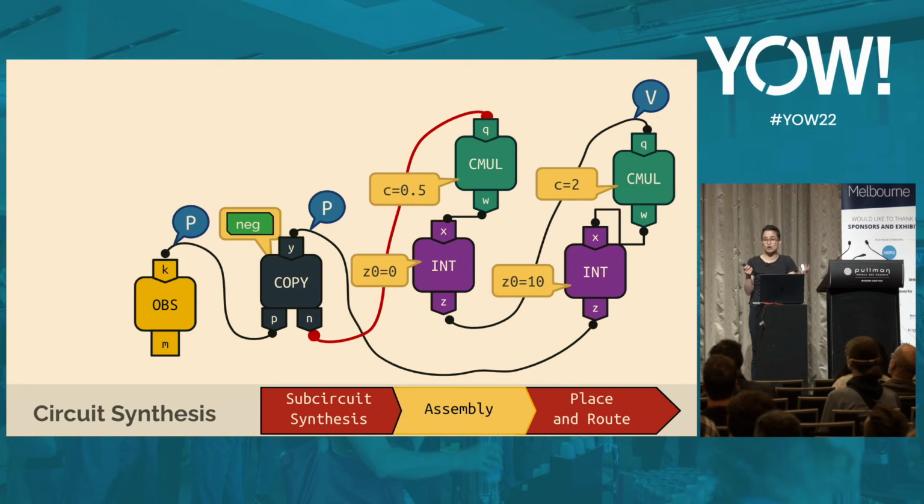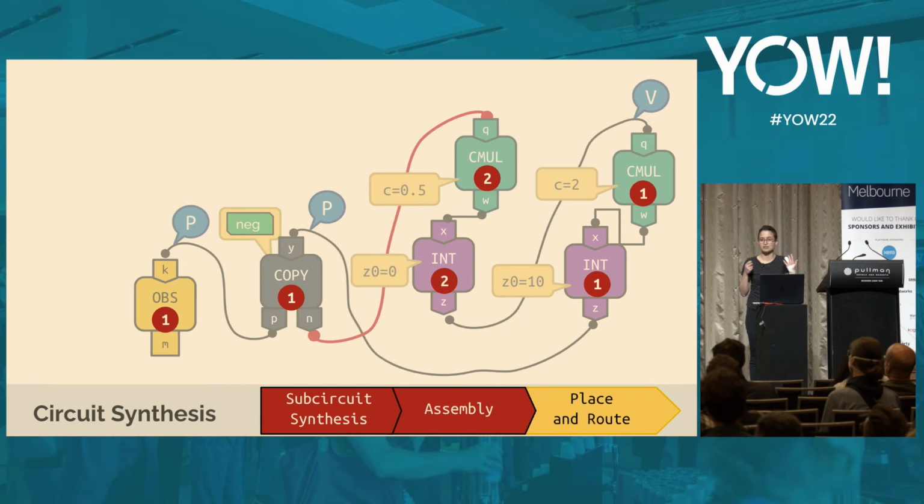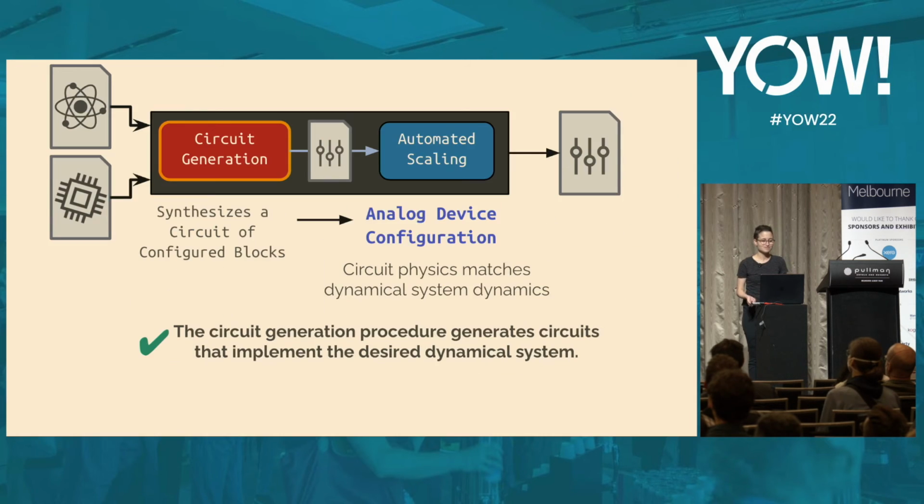And then at this point, we have a complete circuit. This circuit implements a harmonic oscillator, right? And you can see it has the wires labeled, they implement the position and the velocity, and it has all the blocks that we need to do our computation. Place and route basically maps each of the blocks to the locations in the hardware and figures out how to route signals. We're not talking about that. Okay, so to summarize, the circuit generation procedure generates circuits that implement the desired dynamical system, where, again, the circuit that's generated has physics that match the dynamical system dynamics.